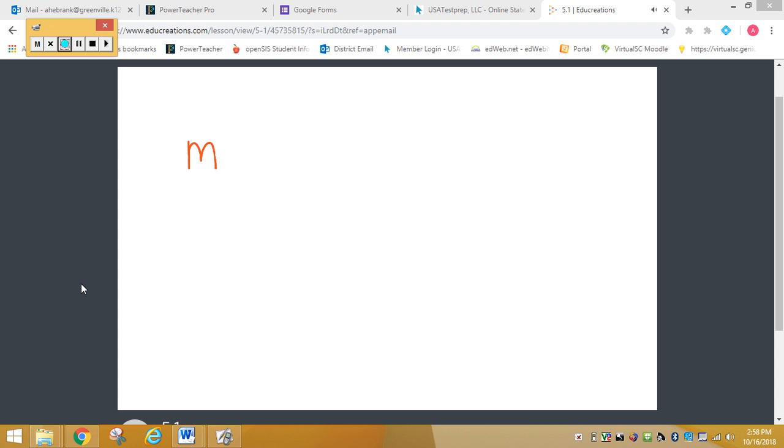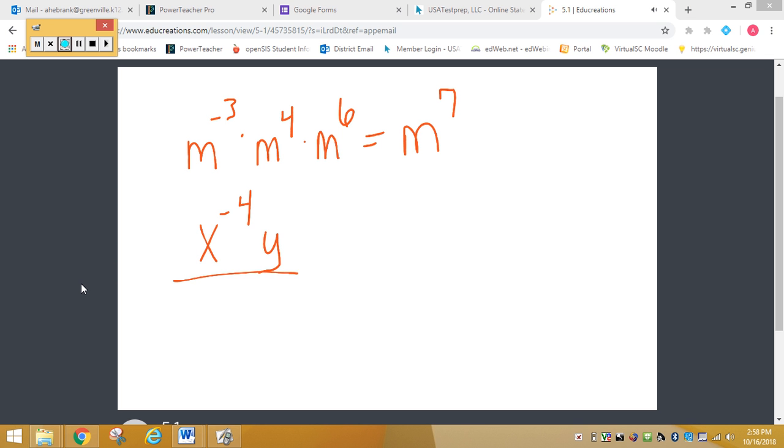What if I gave you m to the negative 3 times m to the 4th times m to the 6th? They're all multiplying, and your rule when they multiply is to add them. So negative 3 plus 4 plus 6 is 7. All right, we've done division. Okay, this one's a good one. Let's do this: x to the negative 4 times y, divided by x to the 3rd, y to the negative 2.